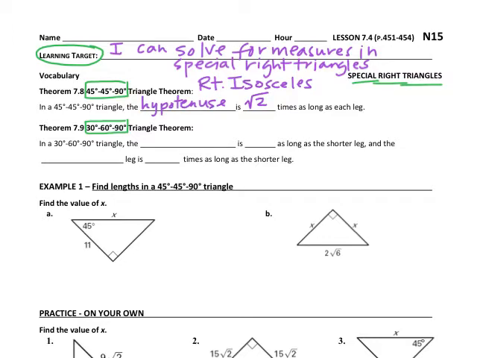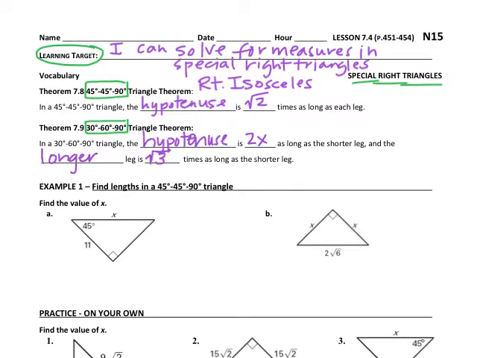The second type of special right triangle that we're going to be looking at today is the 30, 60, 90 triangle. And in this triangle, the hypotenuse is 2 times as long as the shorter leg. And the longer leg is square root of 3 times as long as the shorter leg. So we need to remember all of these different lengths compared to the sides that they're supposed to be compared to, and this will be posted in the classroom as well.